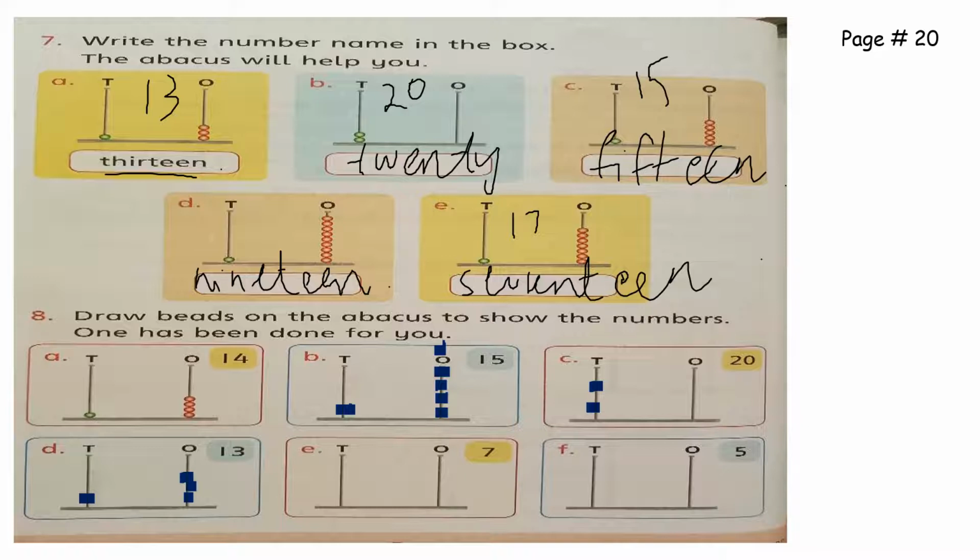Okay, 7 ones, so we'll only make 7 beads in the ones rod. 3, 4, 5, 6 and 7. And there is only 5 ones, so we'll make 5 beads in the ones rod.